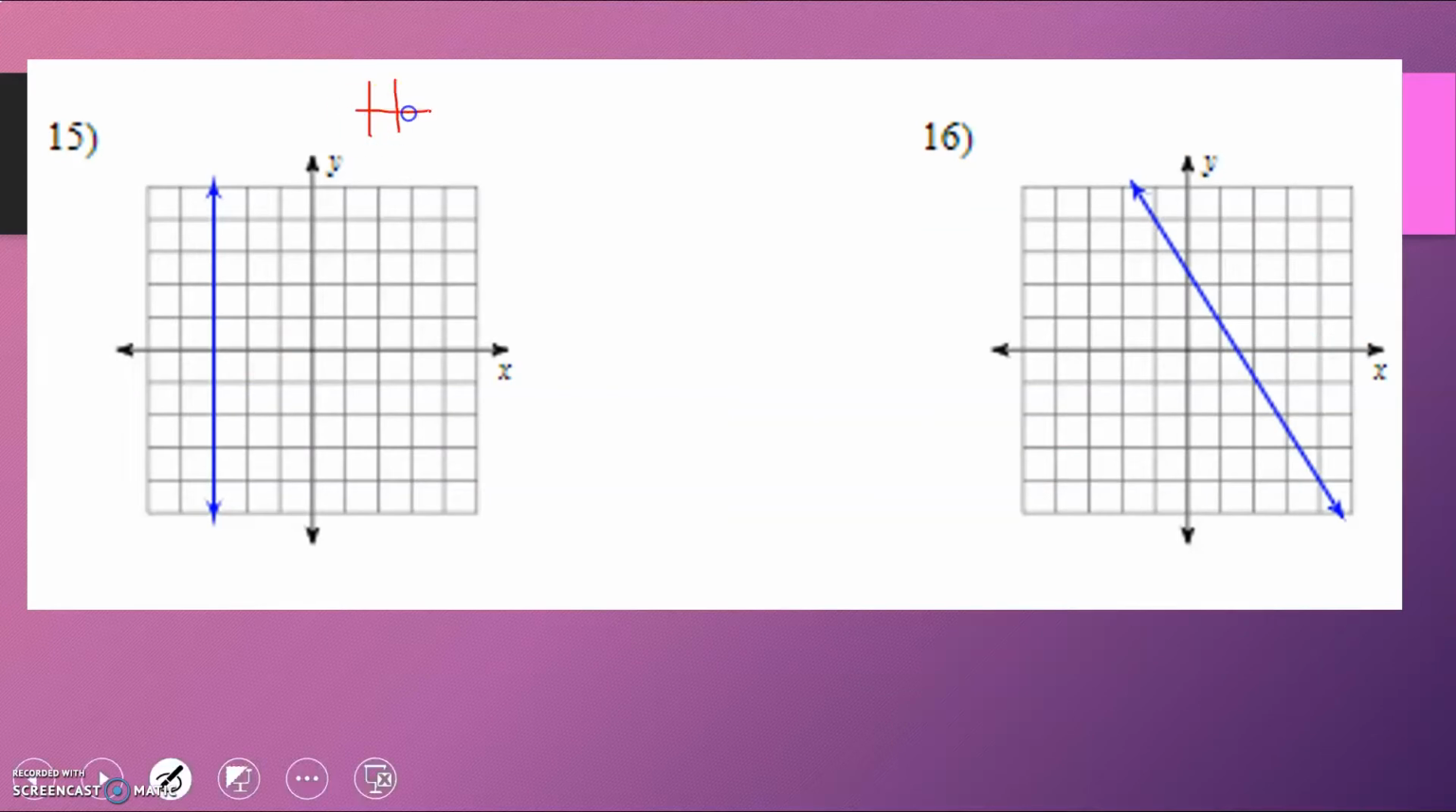All right, 15. We have some number that we rise, because we are rising, but we're not running. The run is 0. So remember, you can't divide by 0. That's going to give you an undefined slope.